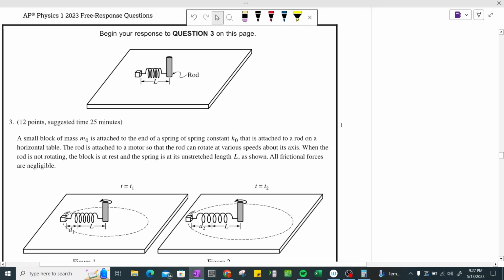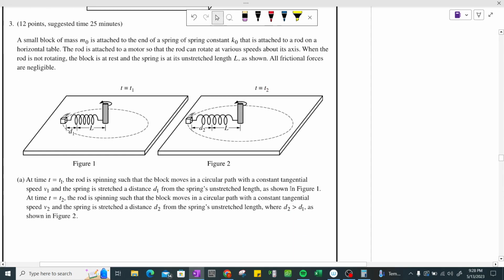Part 3, a block of mass M is on the end of a spring of spring constant k naught attached to a rod. So the rod can rotate at various speeds, so we've basically got some angular stuff going on here. When the rod's not rotating, it's at rest. Its unstretched length is L, so there's no potential at that point. All friction forces are negligible. Okay, let's see what's going to go on.